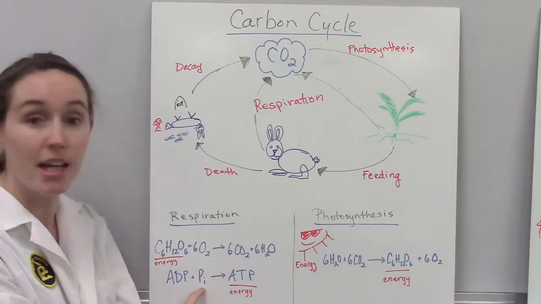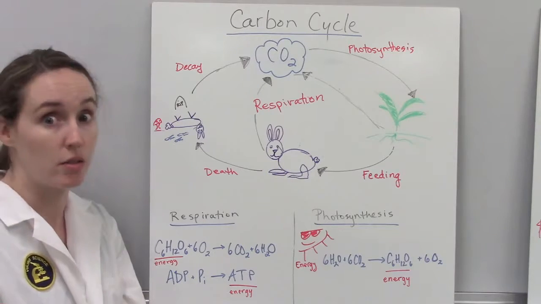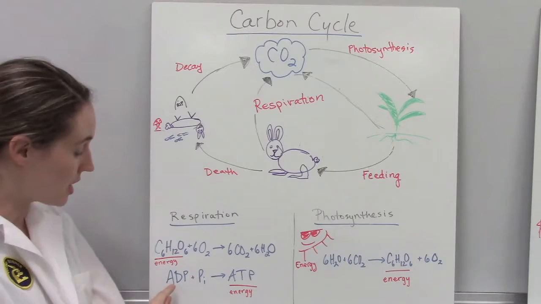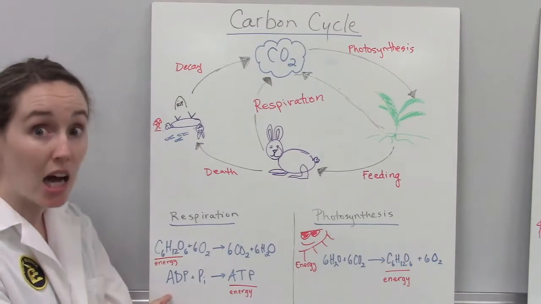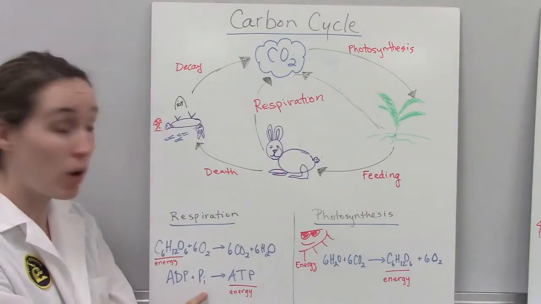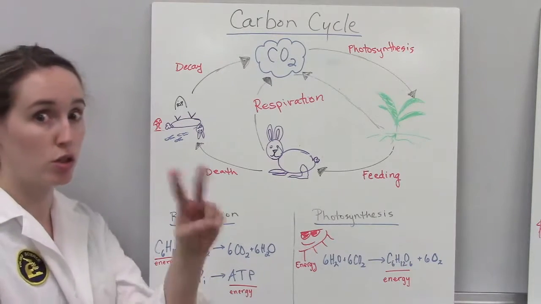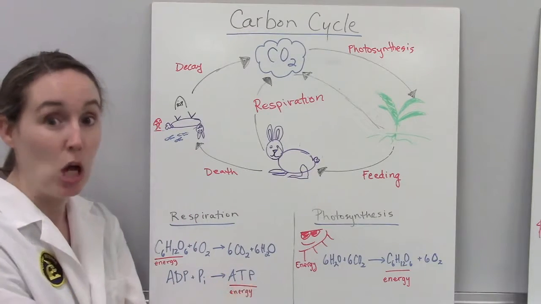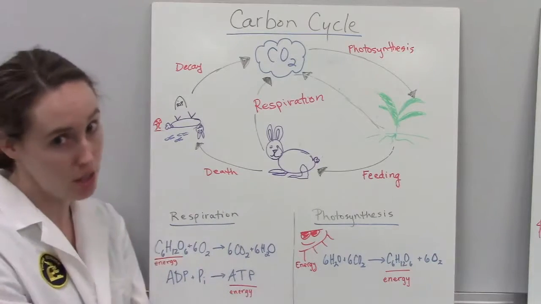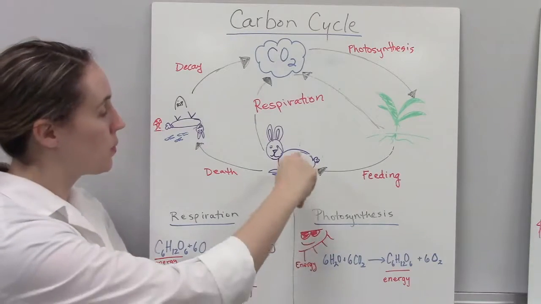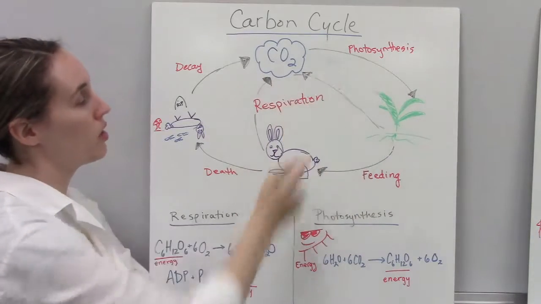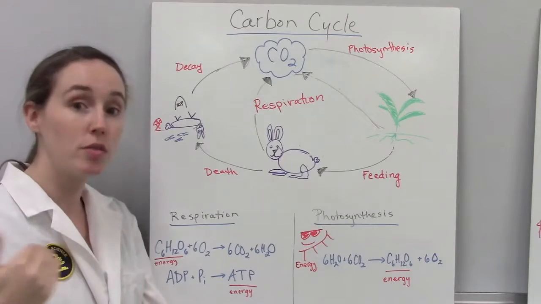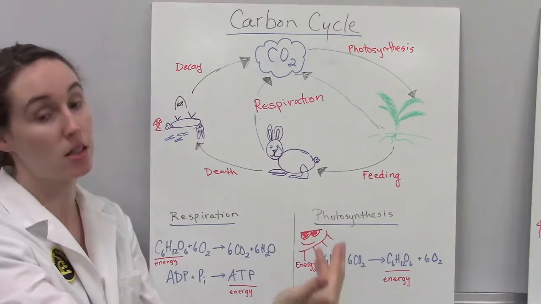Then we're going to add an inorganic phosphate, so that's just a phosphate that's by itself. The energy from the breaking of this glucose is actually going to stick ADP, diphosphate, to one individual phosphate. So that's 2 plus 1, ATP, adenosine triphosphate, which is an energy molecule that we can actually use in our bodies. So it's important to know that we respire, our carbon is moving back into the abiotic environment, and we're shifting the energy out of glucose and into ATP.